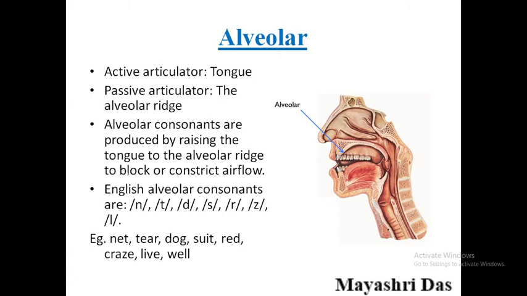The English alveolar consonants are n, t, d, s, r, z, and l. For example, net in case of n, nut, net, deer, dog, shoot, red, craze, life, and well.